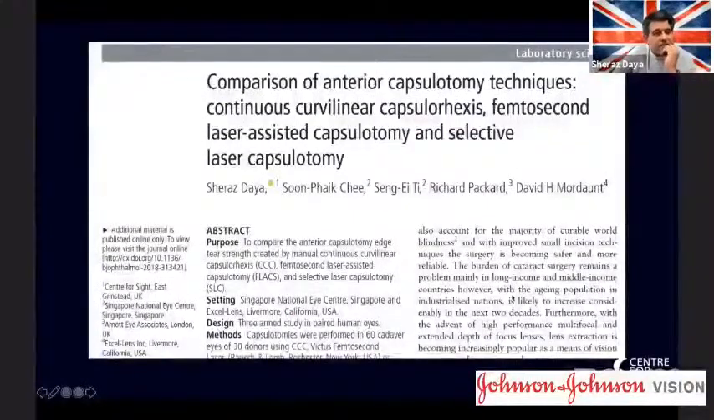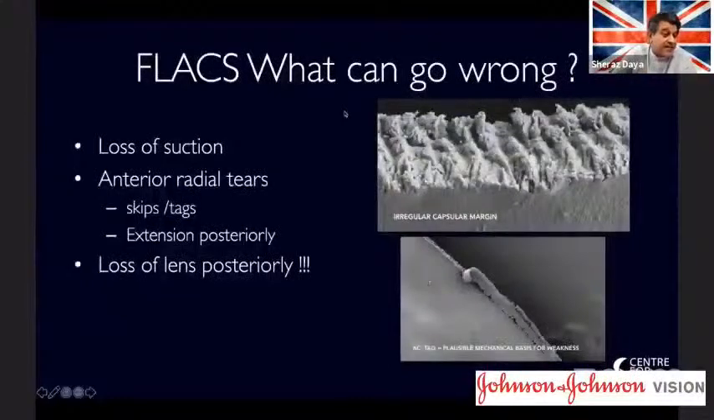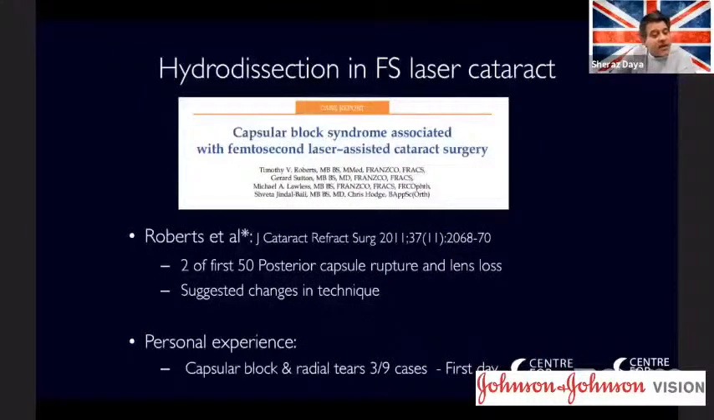So with flax, what can go wrong? We can get loss of suction, you can get anterior radial tears, skips, tags, and you can get a loss of the lens posteriorly. And this is a publication by Roberts and company demonstrating that two of the 51 cases had posterior capsular rupture and lens loss after hydrodissection. And I found something similar.